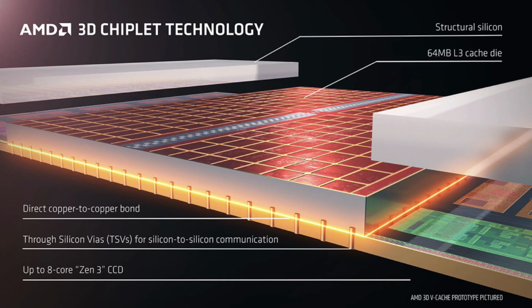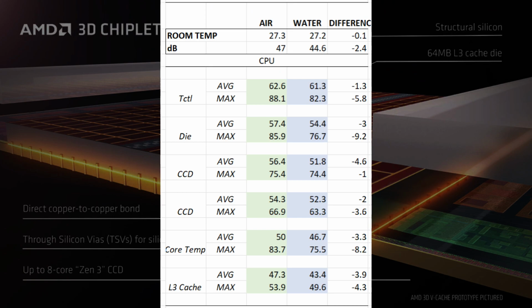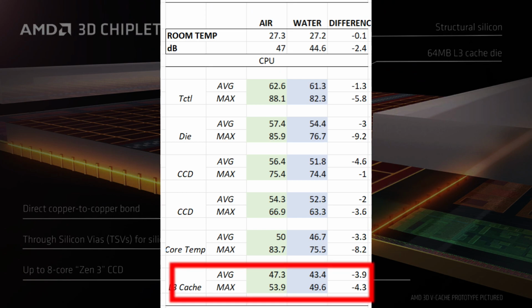With these X3D CPUs, the temperature of the cache is actually very important. You don't want to get that too hot. So for me, I'm actually quite happy with the results here, bringing down the CPU temperatures quite a bit. And especially if you look at the cache across the board, we're looking at a pretty considerable decrease.